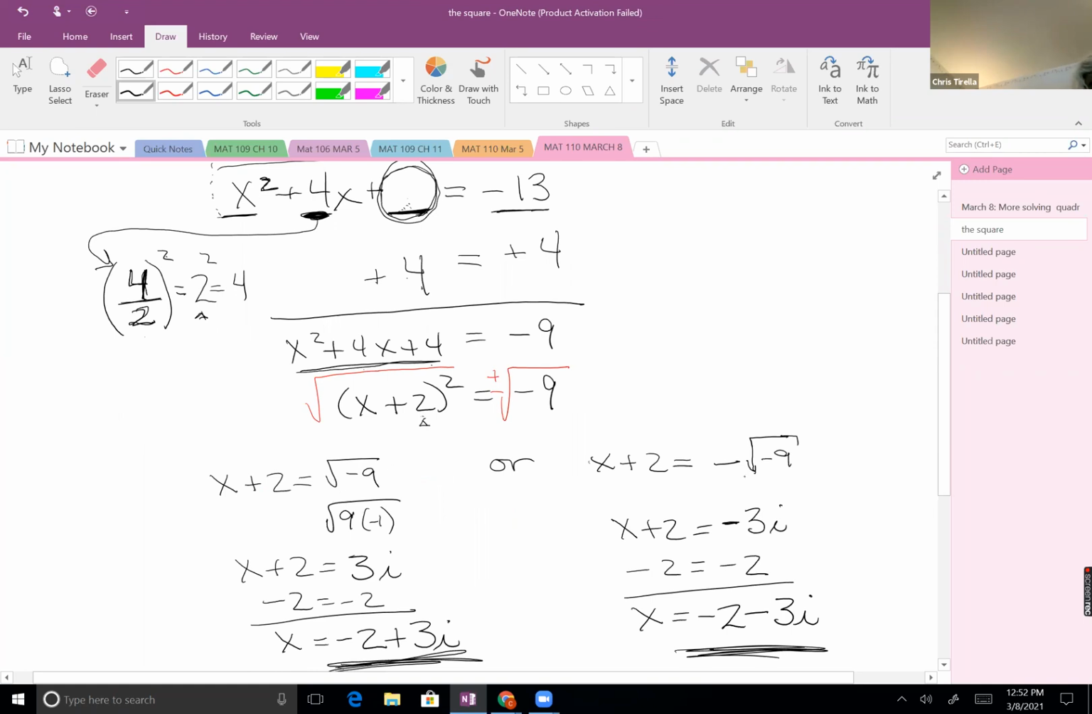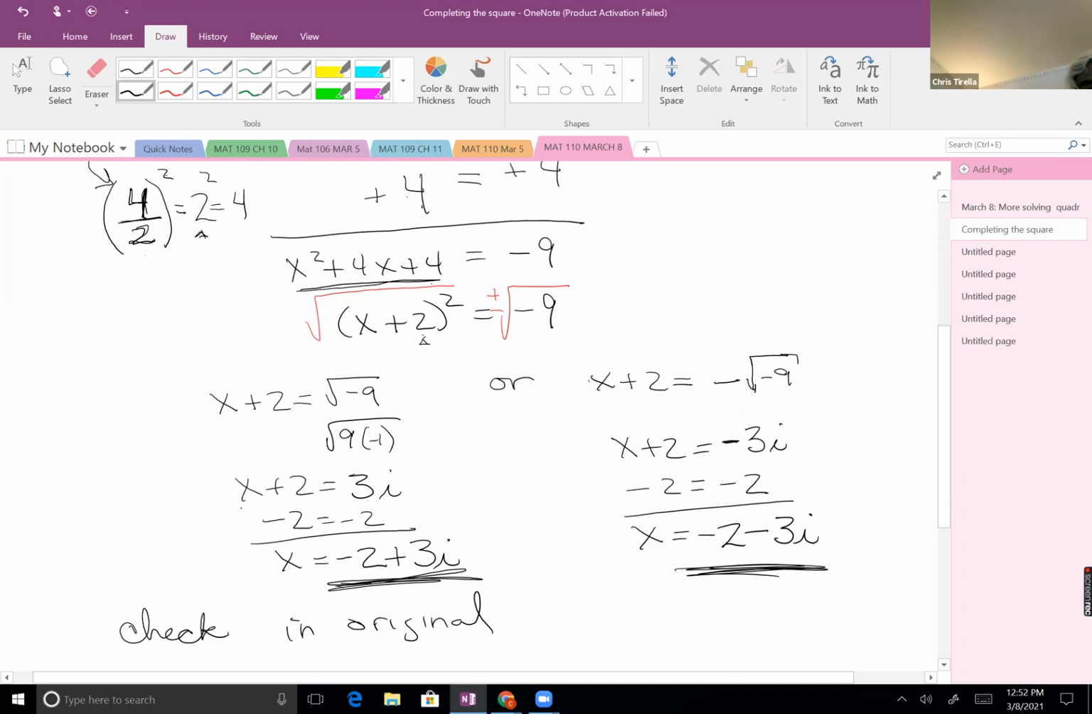Okay. Then taking that root, that gives me x plus 2 equals positive 3i on this side. So I'm going to subtract 2 and get x equals negative 2 plus 3i. On the other side, it's almost the same, except instead of positive 3i, we get negative 3i. And so when we subtract the 2, we get x equals negative 2 minus 3i.